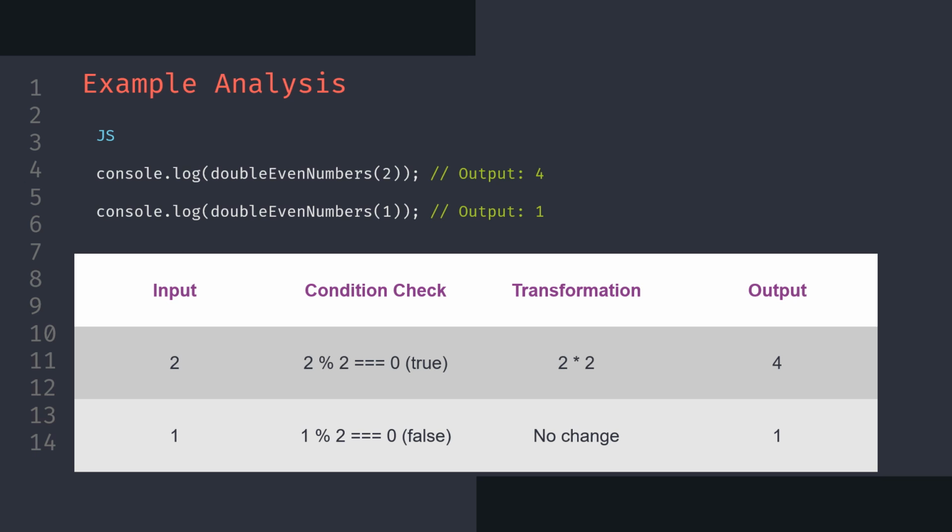This table shows how different inputs are processed. If the number is even, it is doubled. If it is odd, it remains unchanged.